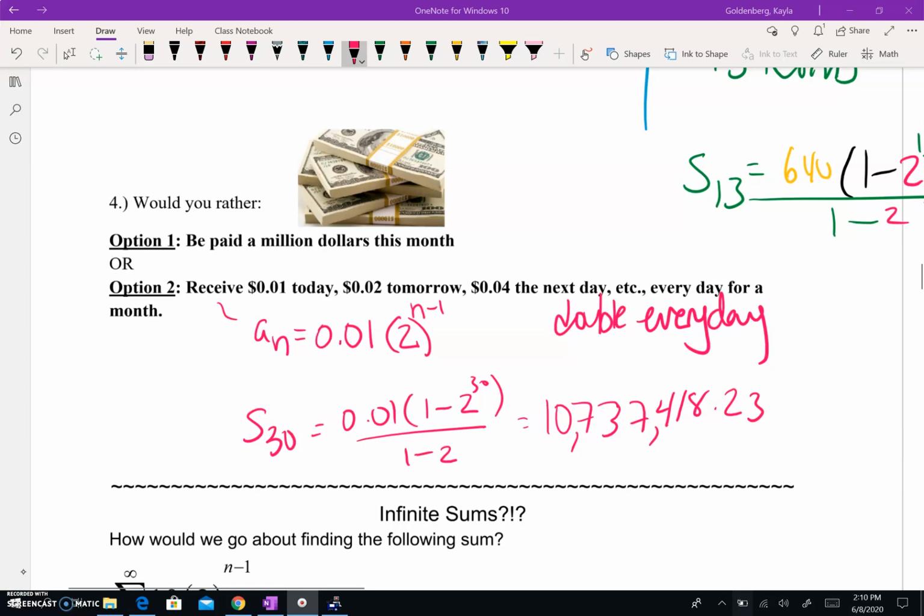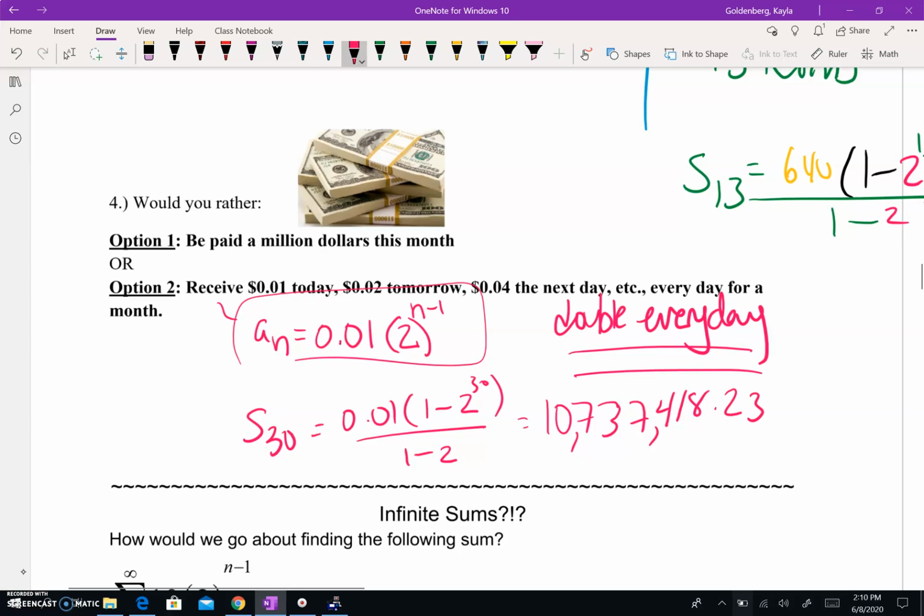This is following a geometric pattern. Your general rule is over here in the box. Your first term is 1 penny. Your common ratio is 2 because you're doubling it every day. And so you've got the first term times your ratio to the power of n minus 1.